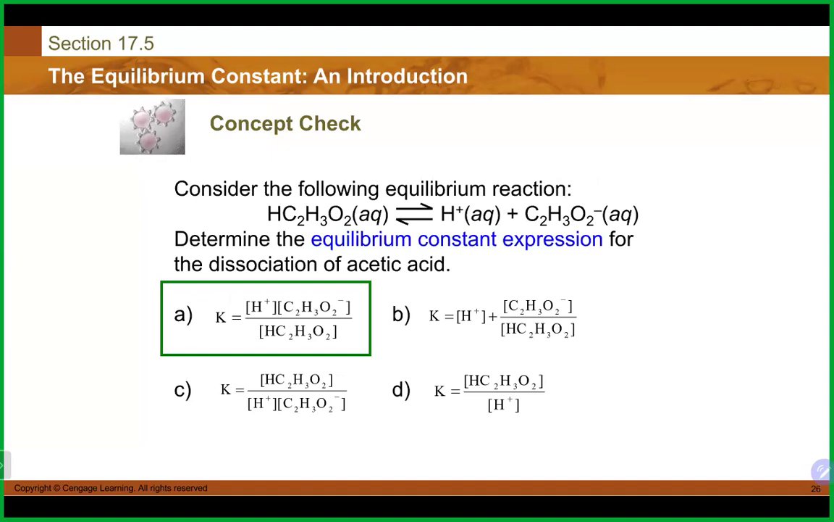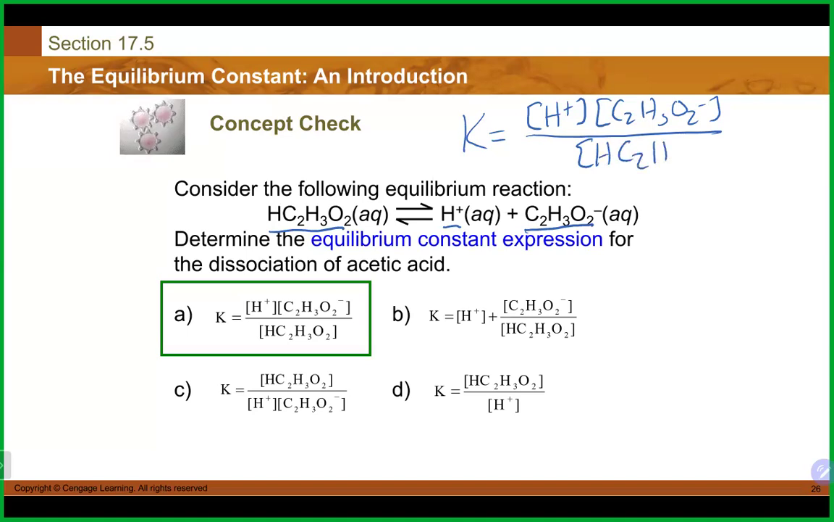So let's take a look at this one here. We want to write the equilibrium expression. Once again here, our K would be our products. So we have the concentration of H plus times the concentration of acetate, divided by our reactant, which is our acetic acid. And again, that would get us our equilibrium expression in this case.